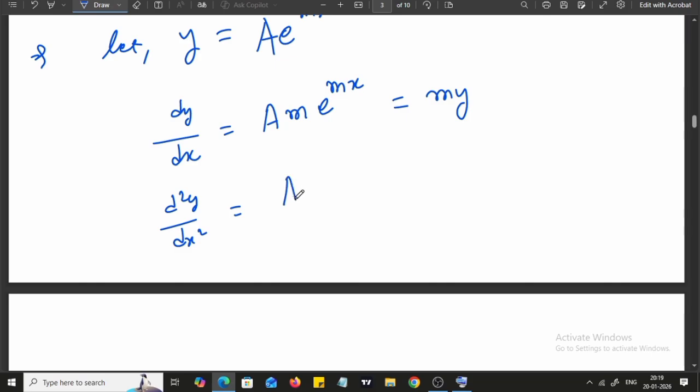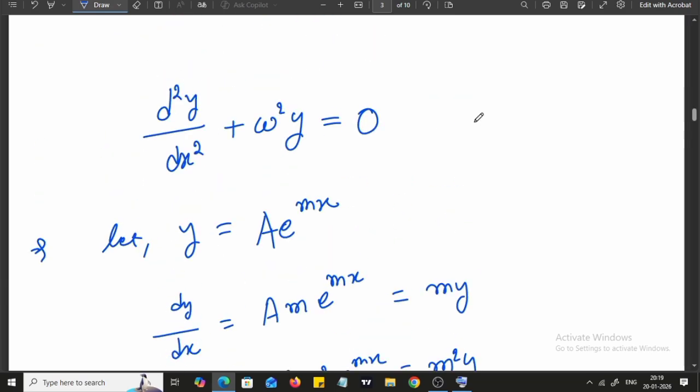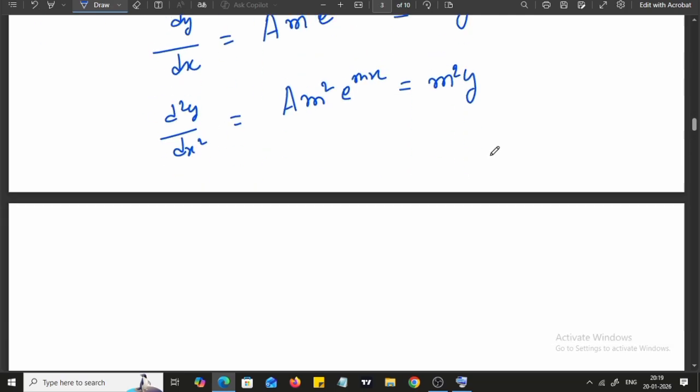So in the next step we can write a m, and the derivative of e to the power mx is m e to the power mx, so it will be m square e to the power mx. Now again we can write it as m square y. Now let's put it in this equation, d²y/dx² plus omega square y.